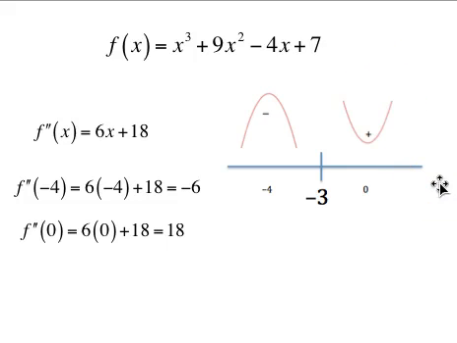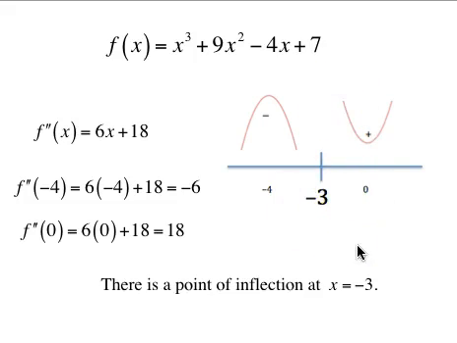Does that satisfy our conditions? Is there a change in concavity? To the left, it's concave down. To the right, it's concave up. At the point itself, the second derivative was 0. So indeed, we conclude that there is a point of inflection at x equals negative 3. If we were graphing this, we'd actually plug the negative 3 into the original function to find out what the y value is. But indeed, we know there's going to be a point of inflection, a change in concavity, when the x value equals negative 3.